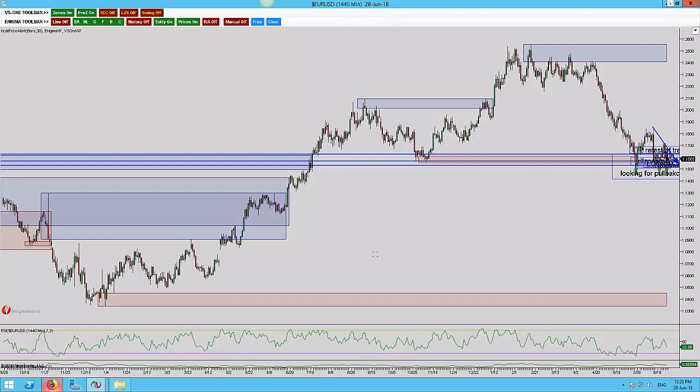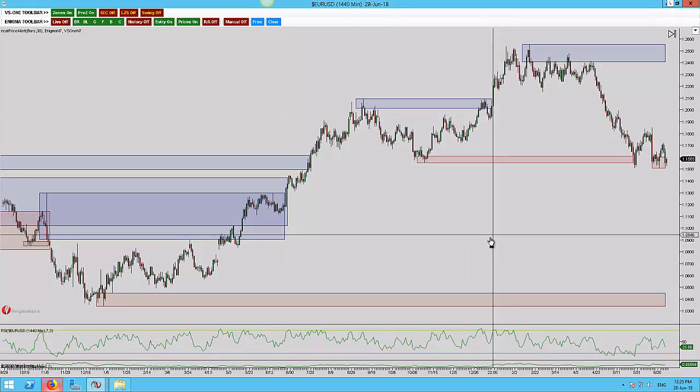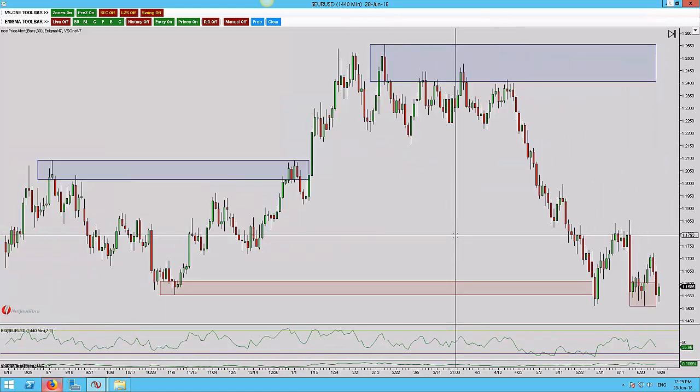I'm looking for a reaction at this zone first of all, and I want to talk you through what I'm looking at. So let me just clear off my workings out, and we're going to go from the dailies all the way down to the 5 range so we can get a good view of what's happening here.